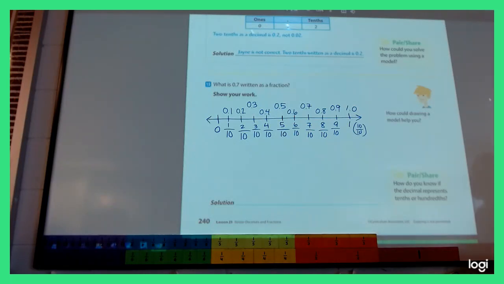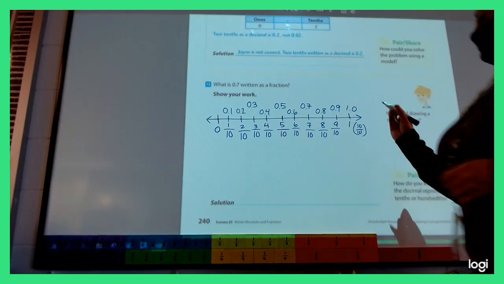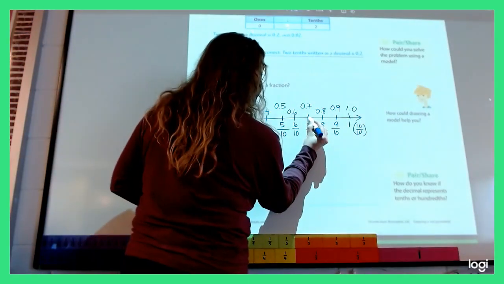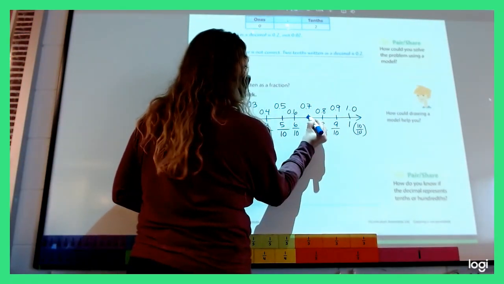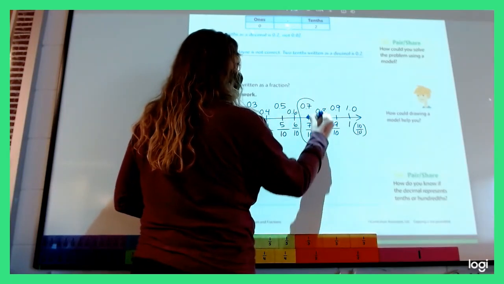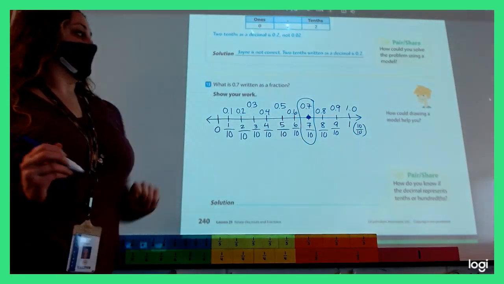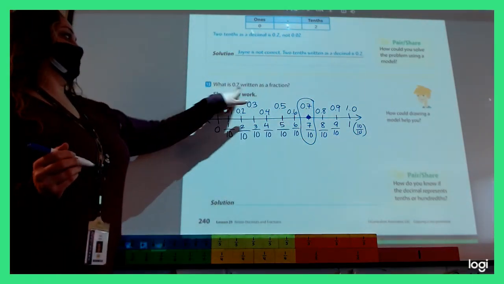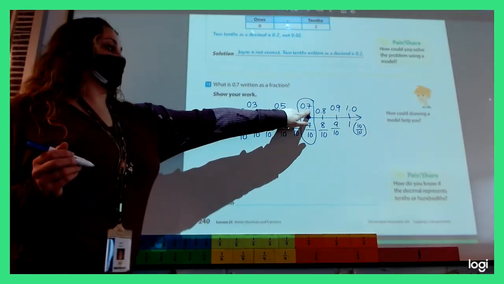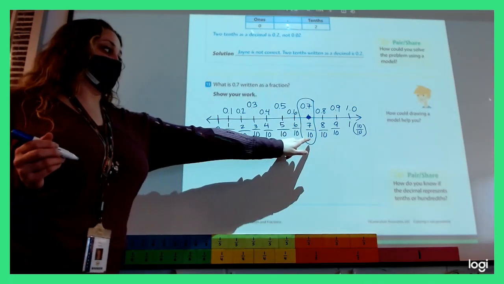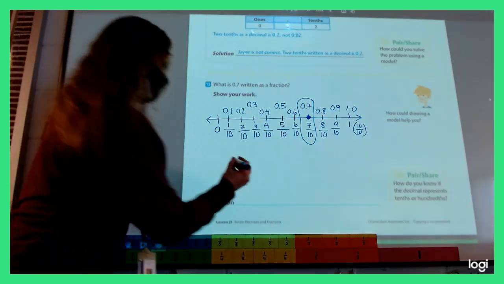Hayden, did you find it? Yep. Pretty easy to find. You just got to mark it. So you could mark it with a point. You could circle the whole thing. Remember, we're just showing our work to show how we understand this. So I'm just going to be extra clear. In our solution, they wanted us to write 7/10 as a fraction. So can we just write 7/10 down here? Yep.